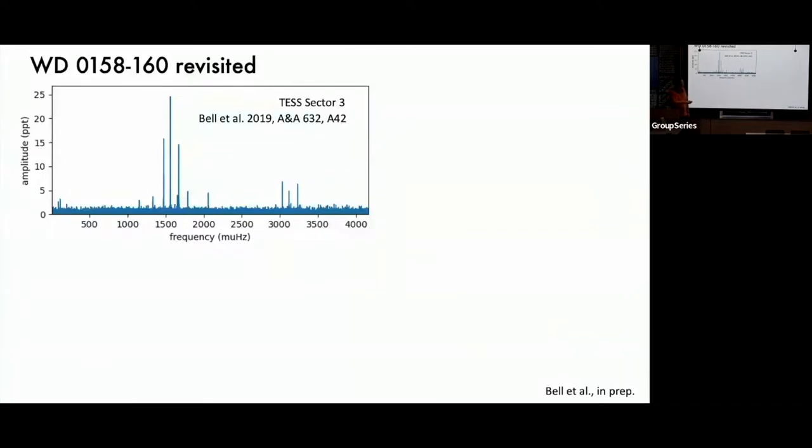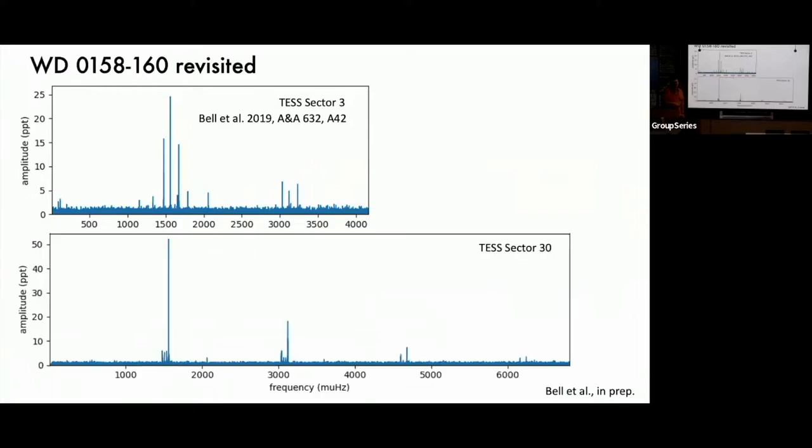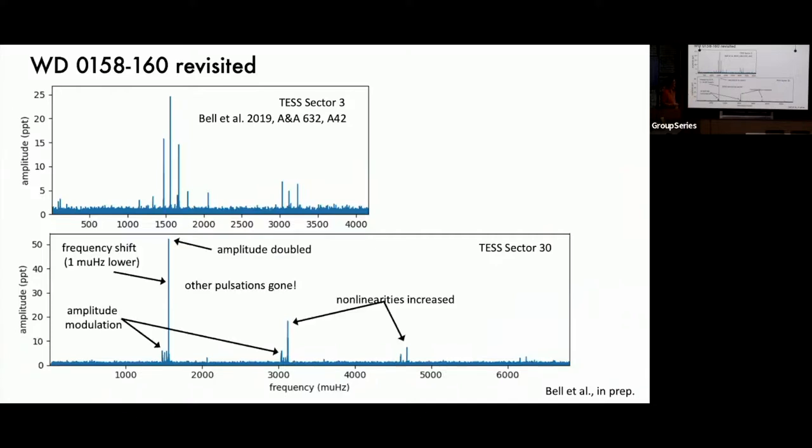This is the periodogram that I showed previously of this star, the best example, the one we wrote up as our golden example of a pulsating white dwarf in TESS. It has been reobserved in sector 30, and this is what it looks like. Extremely different. This main signal amplitude has doubled. It has shifted in frequency by a significant amount, to be 1 microhertz lower than it was before. That's about a 1,000 sigma difference.